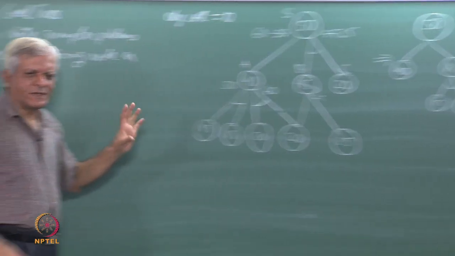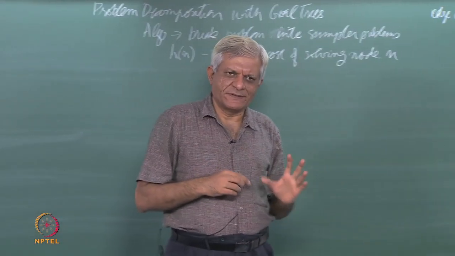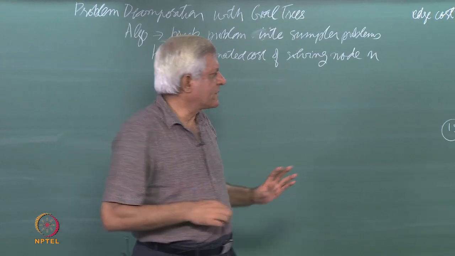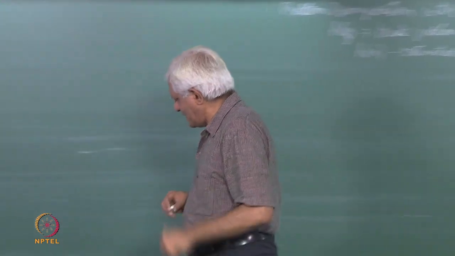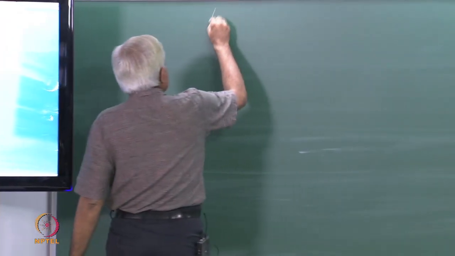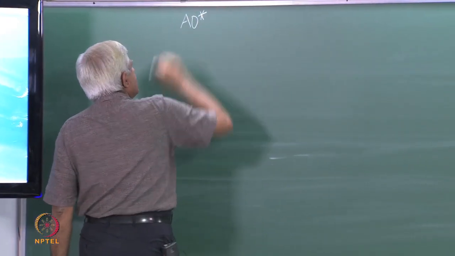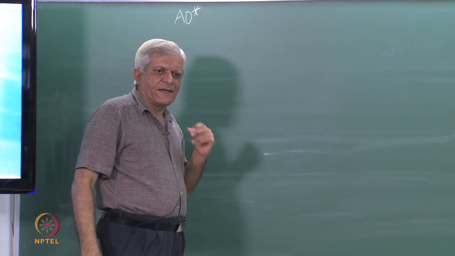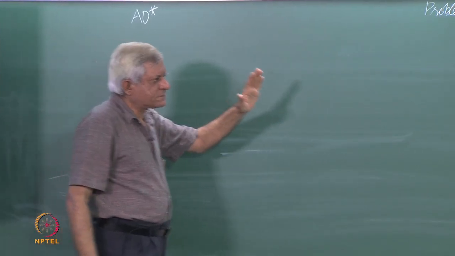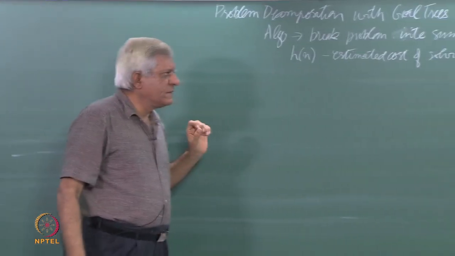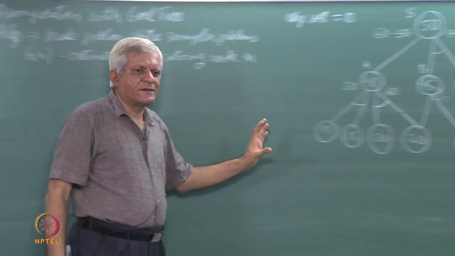So, basically what we need to do is to formalize this process and make this a little bit clearer and put it down as an algorithm. So, let us try and write this algorithm. This algorithm is called AO star and it essentially finds an optimal solution for a problem like this. When do we terminate this process?